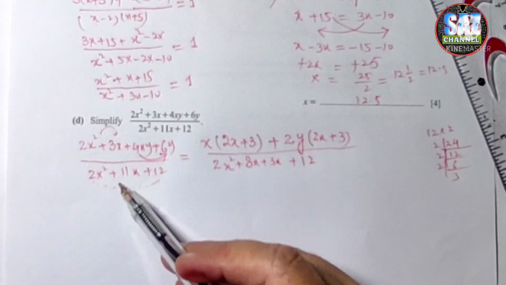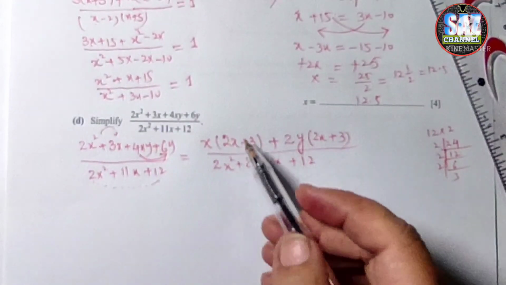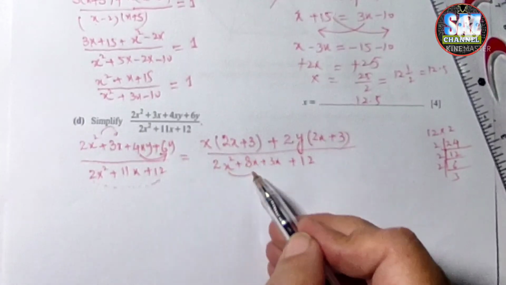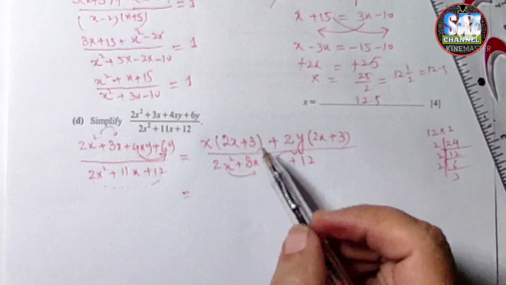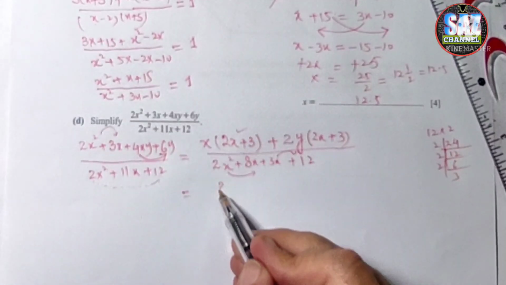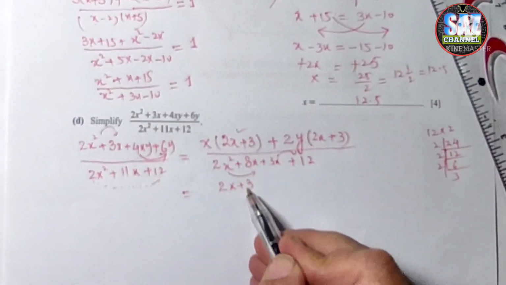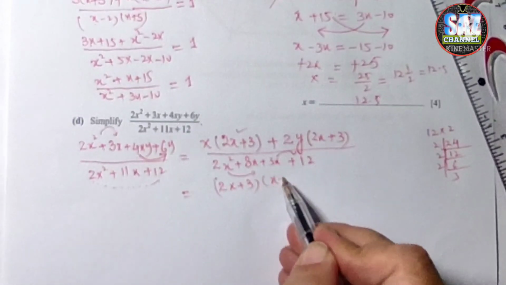Again, the three terms have been divided into 4 terms, so factorization by grouping will be applied here again. So make the groups of like terms. In the numerator, extract the common group out, 2x plus 3 into x plus 2y.